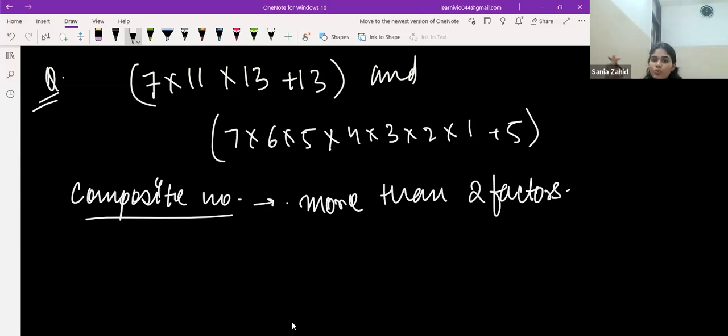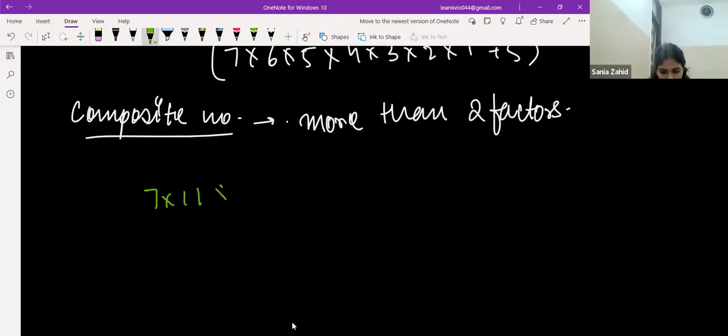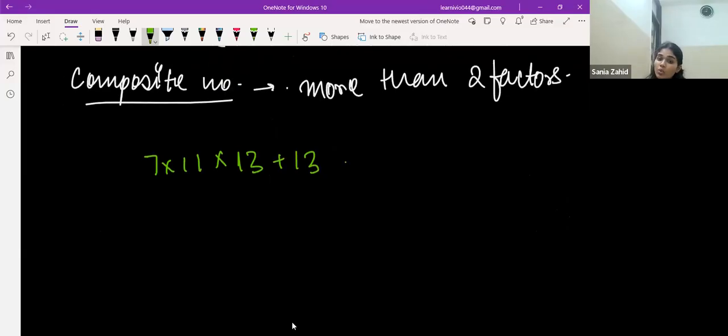So basically, what should be your approach? They're asking you to prove that they're composite numbers. We studied what composite numbers are. Composite numbers basically should have more than two factors. So if you prove that these numbers have more than two factors, can I say that they are composite numbers? Yes, ma'am. So, how am I going to prove that they are composite? The first one is 7 into 11 into 13 plus 13. Now, if I prove that this number has more than two factors, I can say it is a composite number. Now, how to prove?